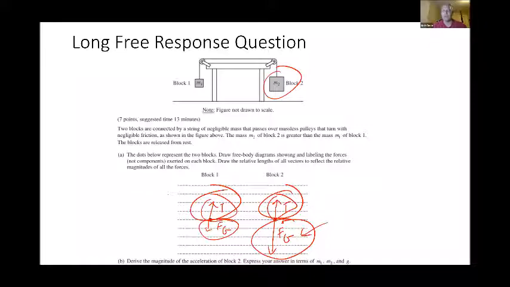Let's go ahead, while we're on this slide, and look at part B. Derive the magnitude of the acceleration of block B. Express your answer in terms of M1, M2, and G. All right, they're always going to be asking you this kind of problem on the FRQ. What you've got to think about first is, what's the net force? I'm hoping that you see that the net force acting in this system is really the difference between the weights of these two blocks. So the net force is going to be equal to the mass of 2 times G, the weight of block 2, minus the mass of 1 times G. That's the net force acting on this system.